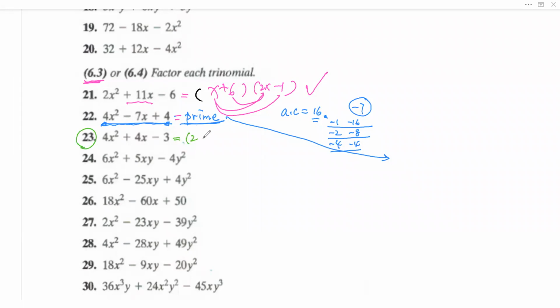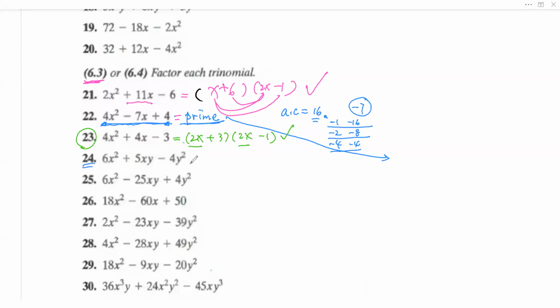2x plus 3 and 2x minus 1. Yep. Okay, let's double check it. 2x squared, negative 2x, and 6x, you got a 4x, so negative 3, right? So it's correct. All right, that's easy for me. Next, Thomas.